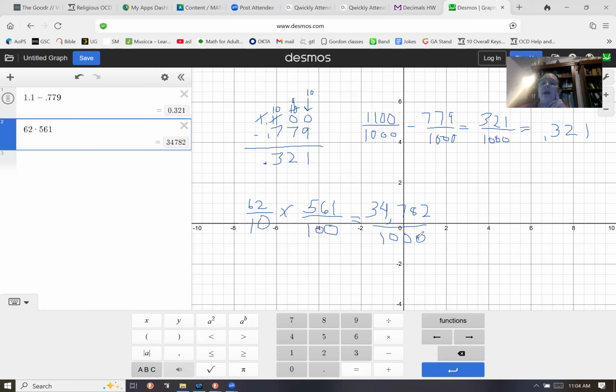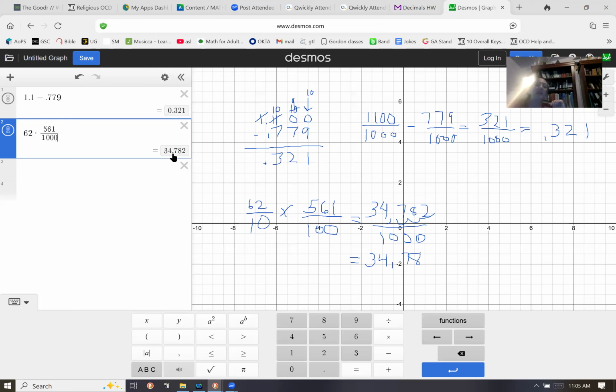Now we have 34,782. We count how many zeros we have. It's 3 zeros. So we're going to move our decimal back 3 places, the shortcut way of dividing by 1,000. So we have 34. We move back 3 places. It would be 34.782. And if you want me to show you that on Desmos, taking 34,782 divided by 1,000, you can see how it moved the decimal back 3 places. But the shortcut is you just move it back 3 places.